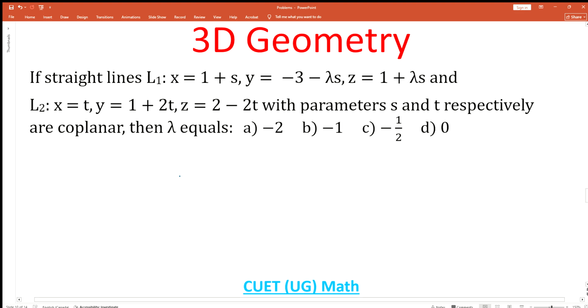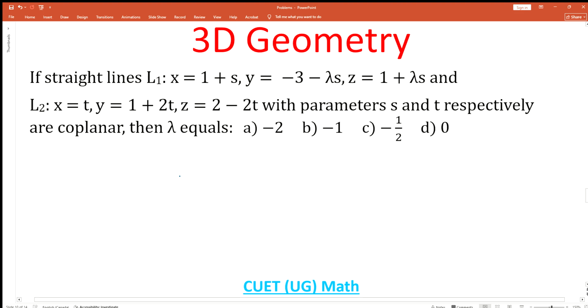In this video, we'll solve a 3D geometry problem. As per the problem, if straight lines L1, x equals 1 plus s, y equals negative 3 minus lambda s, z equals 1 plus lambda s, and L2, x equals t, y equals 1 plus 2t, z equals 2 minus 2t, with parameters s and t respectively are coplanar, then lambda is equal to, we are given four answer choices. We have to choose the correct answer choice.